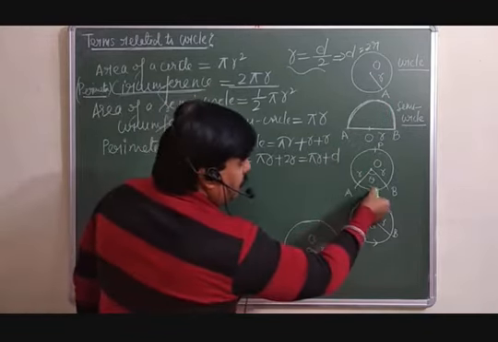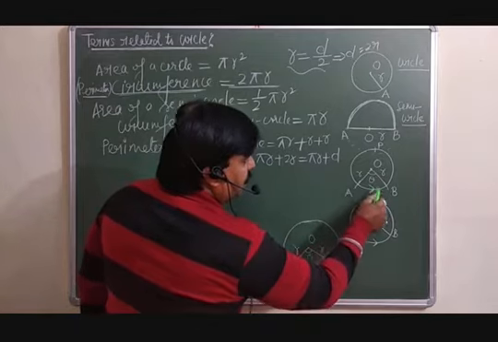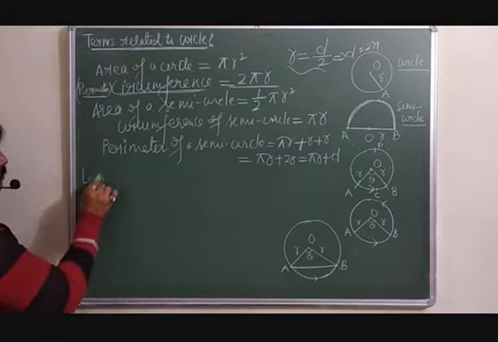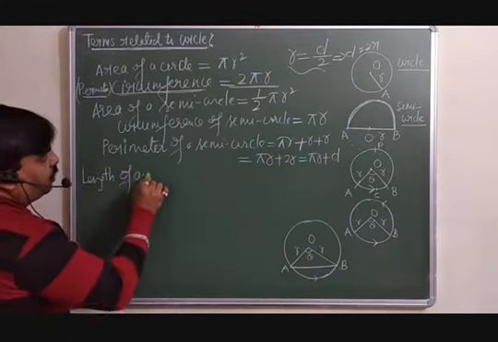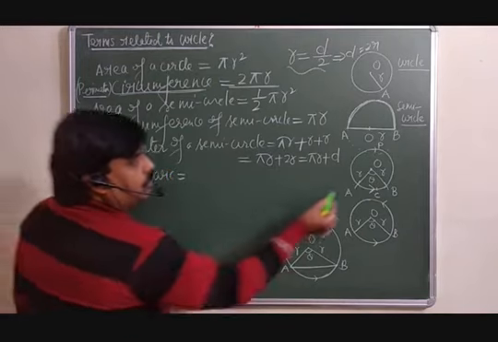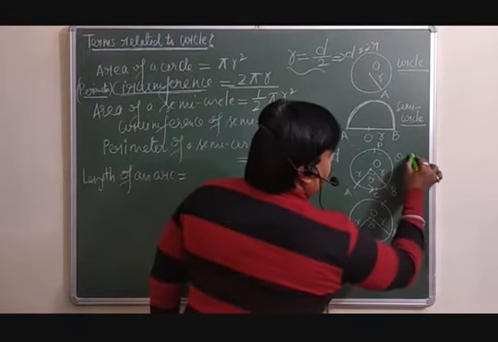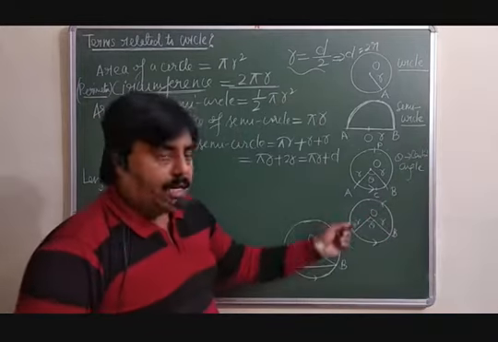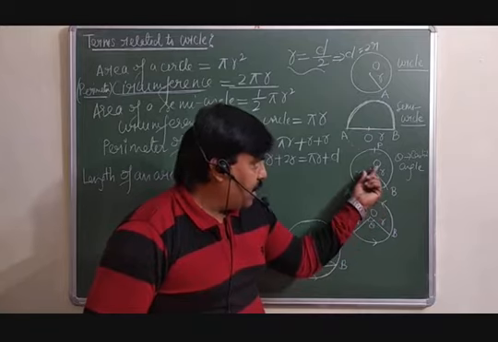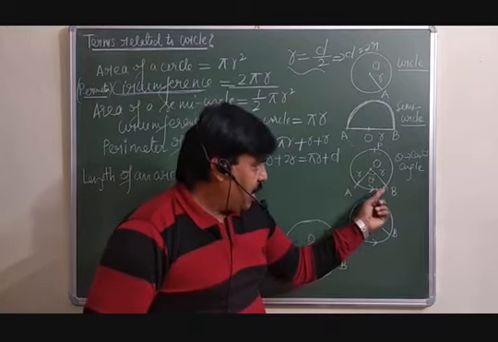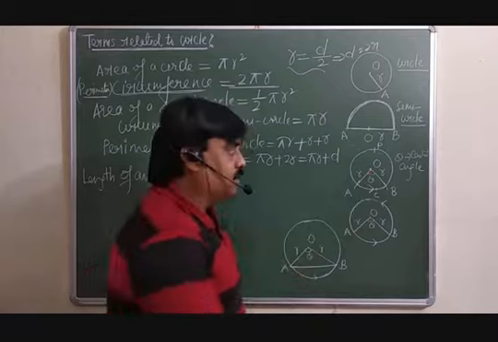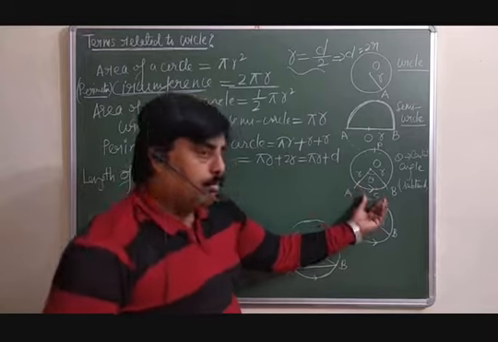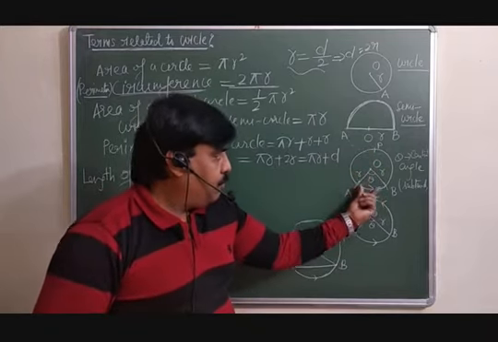Now we will talk about the length of an arc. This is your arc. You want to calculate the length of an arc. Theta is known as the central angle. What is a central angle? The angle subtended by the arc at the center. Subtend means the whole body makes the angle at that particular point.